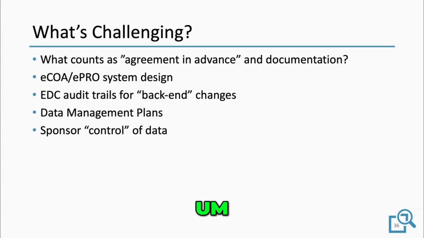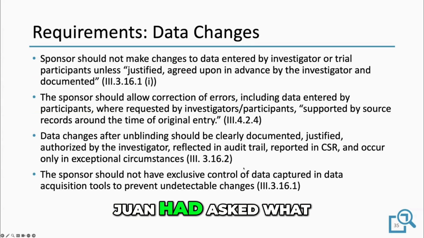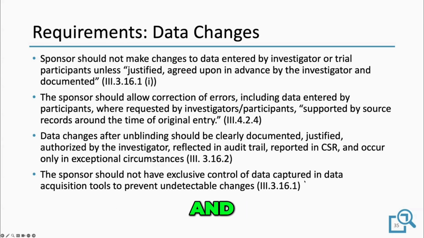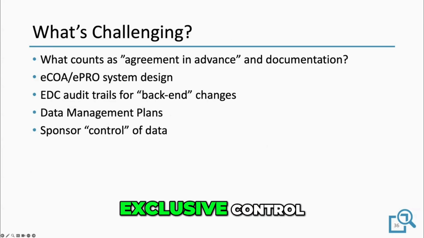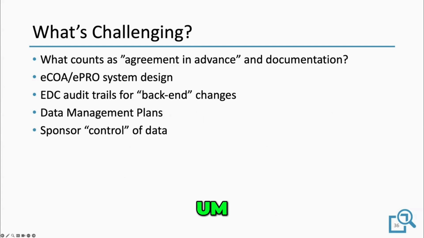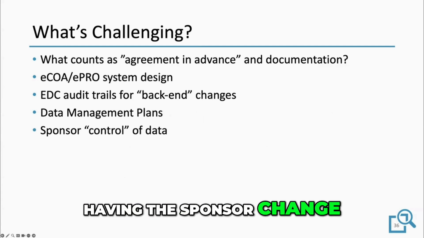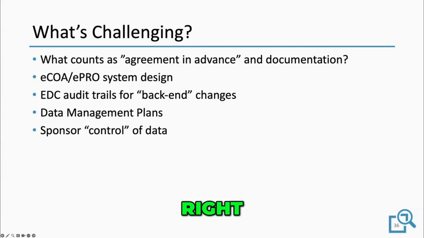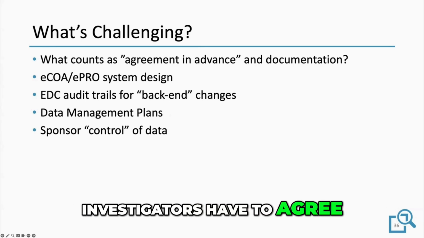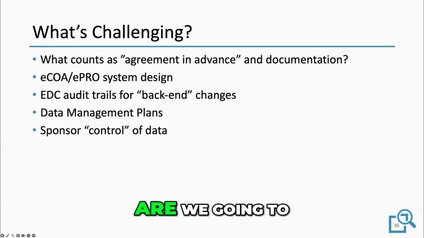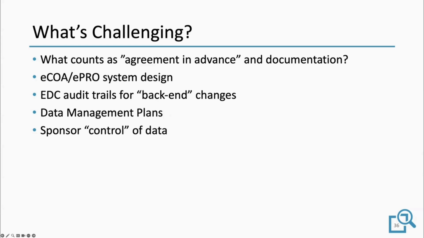Okay, great. Yeah, so I just want to point out that Juan had asked what the reference is, and this is the reference for that statement about the sponsor not having exclusive control. So, having the sponsor change data has always been kind of tricky, right? But now we have something that says that investigators have to agree on changes in advance. So, what counts as advanced agreement?